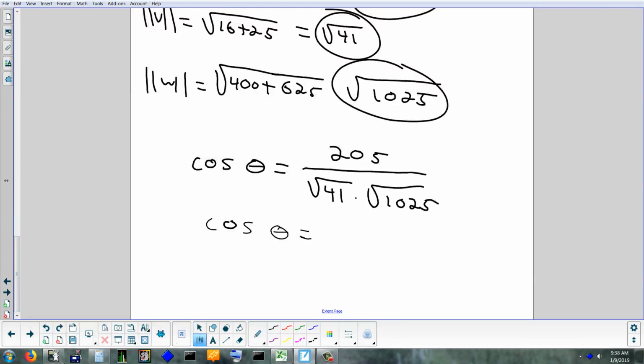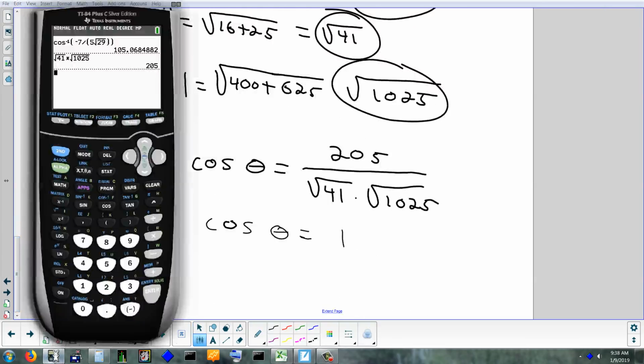1. Right? 205 divided by 205 is 1. So now we need the what? To get theta by itself? Inverse cosine. Inverse cosine of 1, I get an angle of 0.